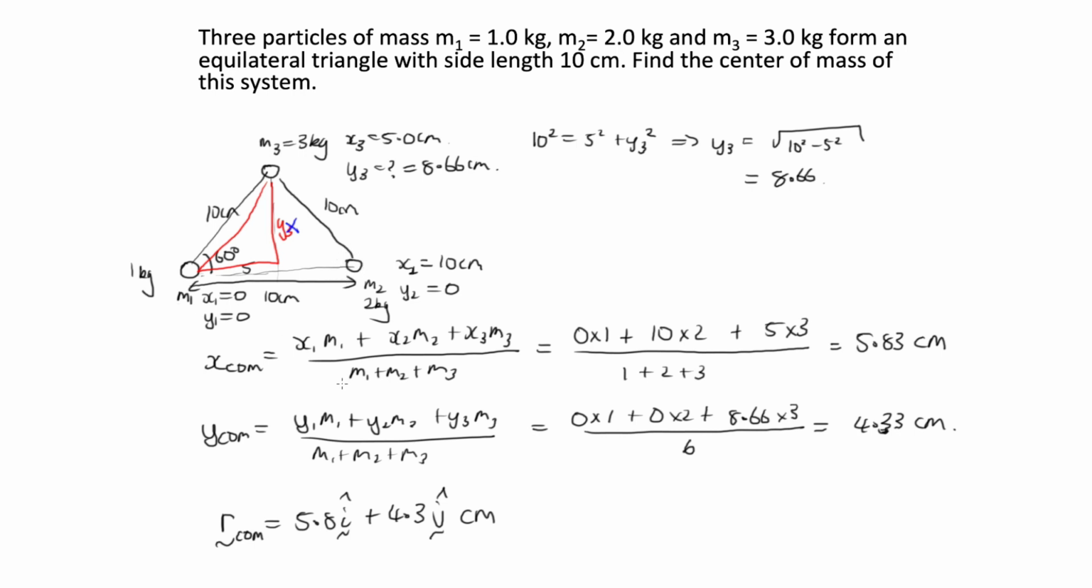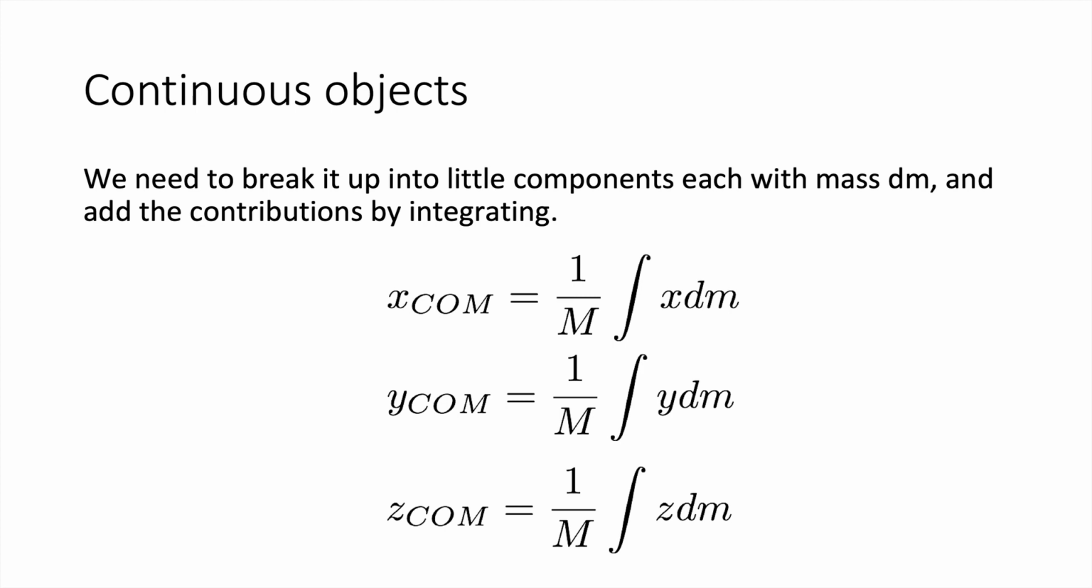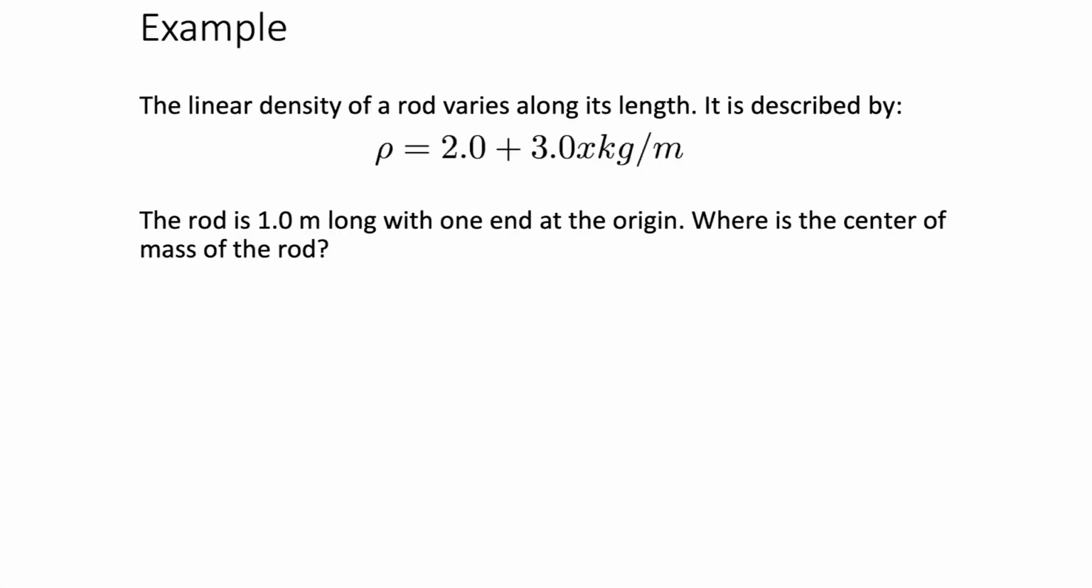Now we can also find the center of mass of a continuous object. To find the center of mass of a continuous object, we need to break it up into little components, each with a mass dm, and then sum across all of these contributions through integration. So I think it's easiest to see how to do this through an example. So in this example problem, we've got a rod. So let's sketch our rod here.